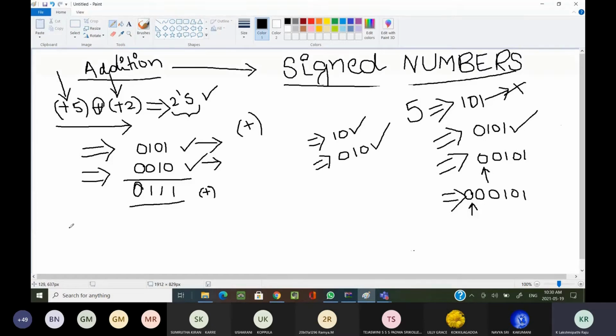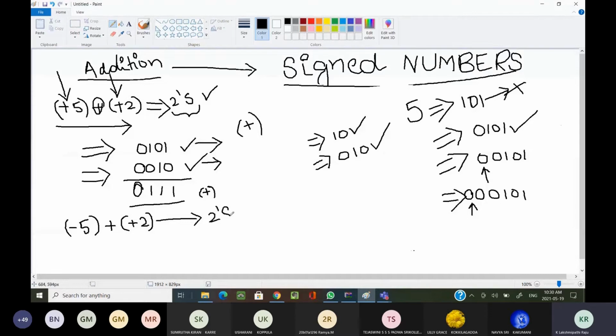Now we are going to see one more problem. Minus 5 plus 2. Now minus 5 plus 2 by using 2's complement.